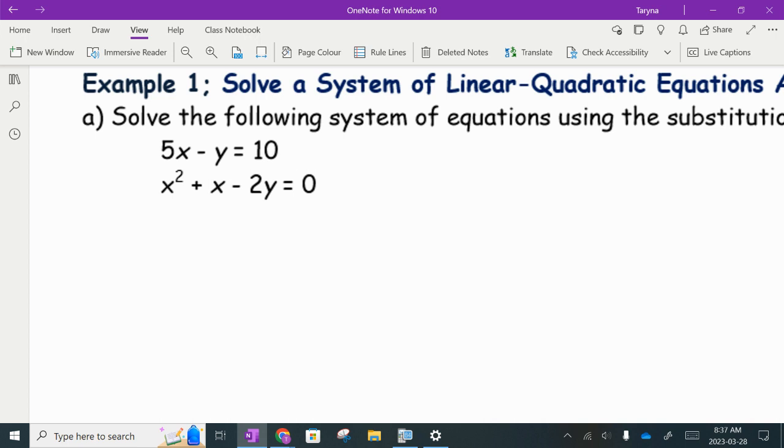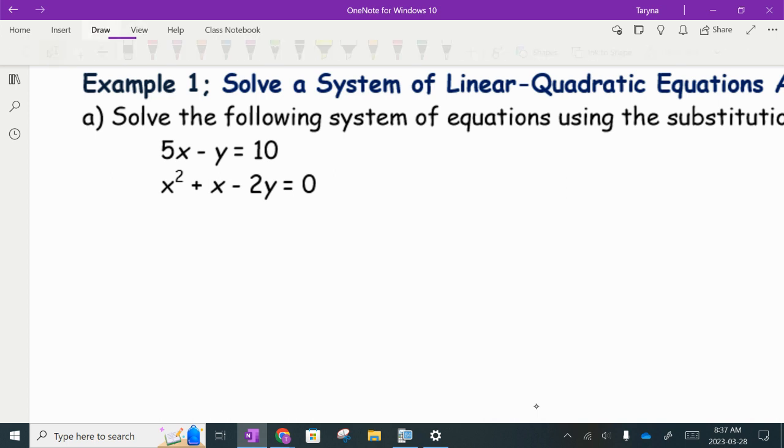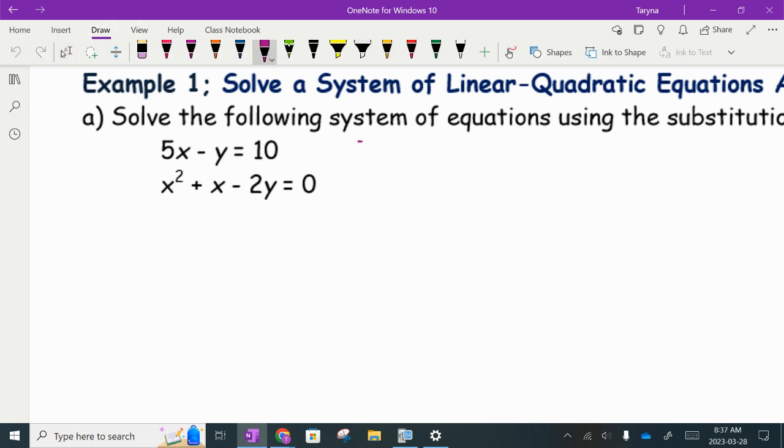Okay. And even if that y wasn't by itself, had a coefficient on it, you'd still, like I said, move it around so you had y equals, and put it into the other one. So if I rearrange this one, it looks like we have 5x minus 10 equals y. So I move that around. So 5x minus 10 can go into the second equation where the y is.